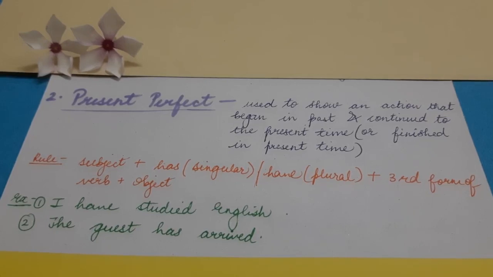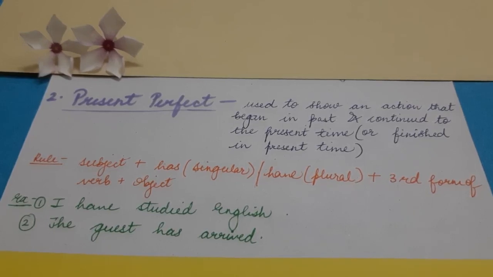Number two subtense of present tense is present perfect. Present perfect is used to show an action that began in the past and continued to present time or finished in present time. Something or some work that started in the past. Let's say some work started yesterday and it finished or ended today.